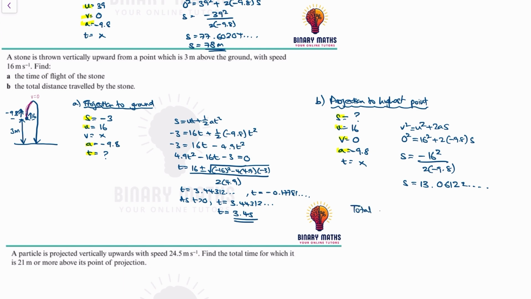Now we're trying to find the total distance travelled. So total distance travelled will be 2 times this number. It's going to go there and it's going to come back, which is the same amount, and then plus 3. So it's going to be 2 lots of what I just worked out, which is 13.06122, plus the 3 from the point of projection to the ground, which works out to be 29.1244, which is 29 meters to 2 significant figures.